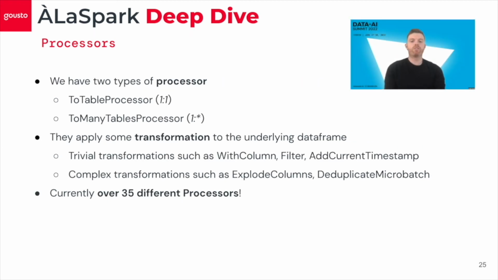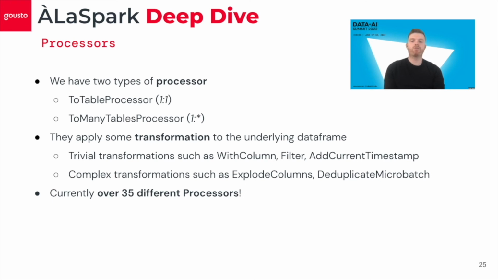In order to perform transformations on the data, ALaSpark provides us with some processors. Our processors are split into two types, ToTableProcessor and ToManyTablesProcessor. The former takes a single process table object and returns a new instance of the process table. The latter takes a single process table object and returns a list of process tables. This is primarily used to explode single tables with nested data into several flat tables, adding a hash key for downstream users to join them back again.